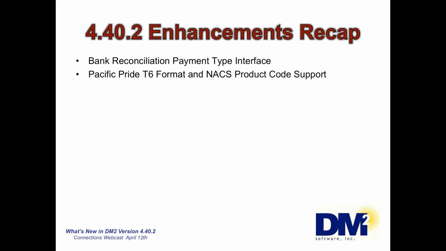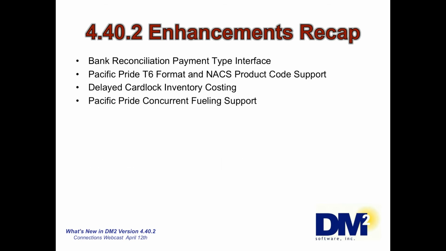Remember that to get the T6, you need to work with Pacific Pride, and be sure you coordinate with us to make sure that all that's in place if you decide to go to the T6. Delayed card lock inventory costing, we talked about that being a new system that holds off the inventory postings from card lock until after the bill of ladings have been entered to get you more actual costs and a better gross margin. Pacific Pride Concurrent Fueling support, this is where you have two pumps running at the same time off the same card, and this allows you to enable or disable that functionality and support on the MAG cards from Pacific Pride. Splitting or packaging and framework.